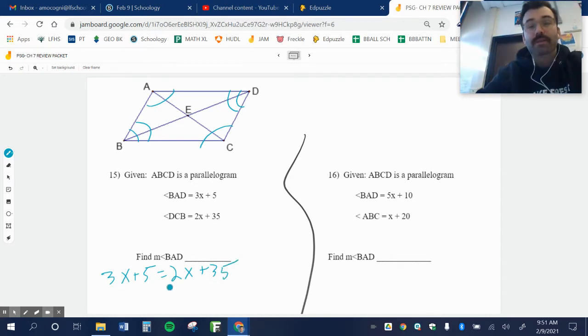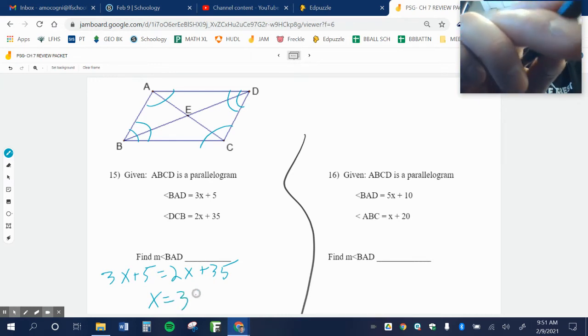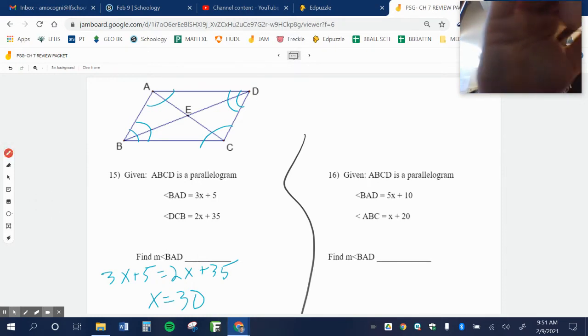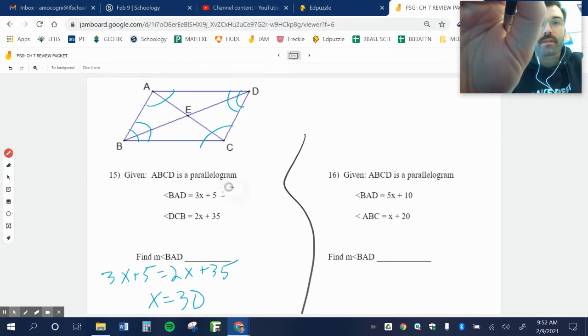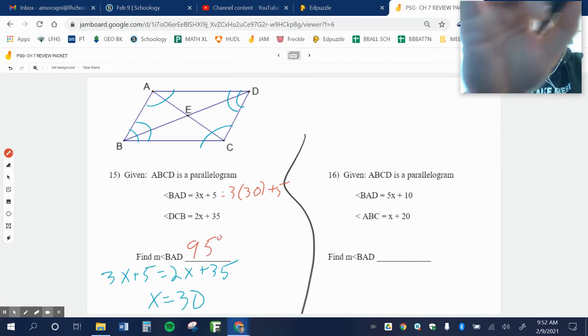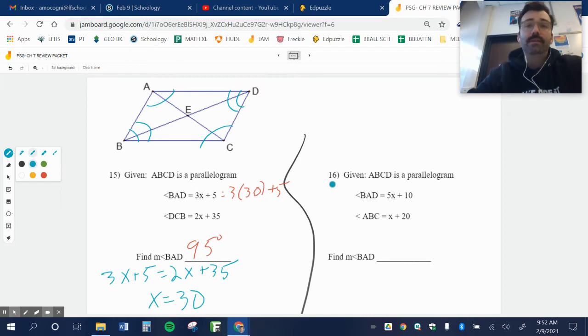Two steps in one, I'm going to subtract 5. I'm going to subtract a 2x to get x to equal 30. Okay. Well, if x is 30 and I want to find the measure of angle BAD, I'll plug in 30. 3 times 30 plus 5 gives me 95 degrees. Wow.